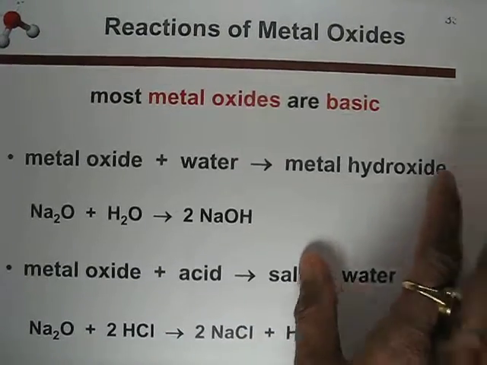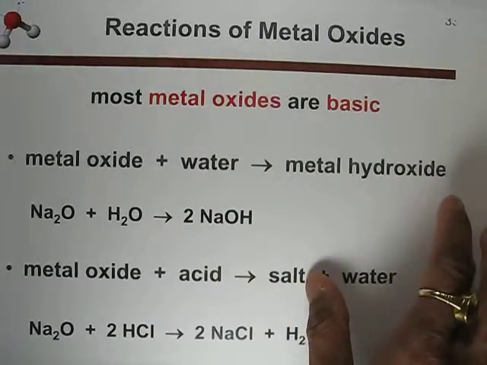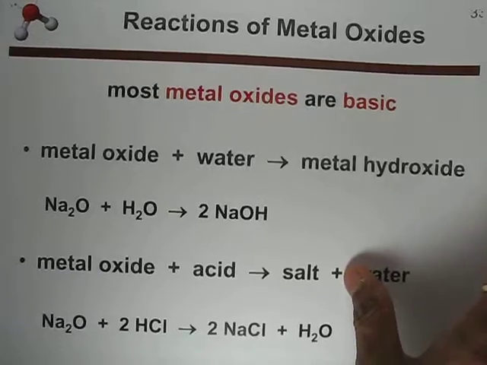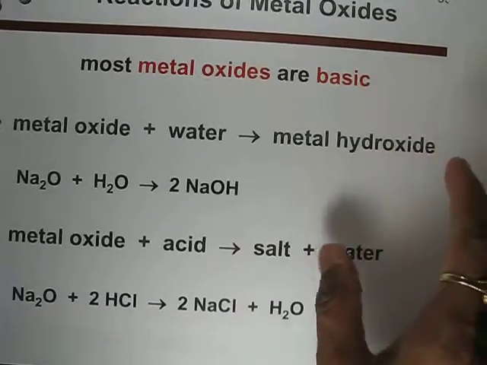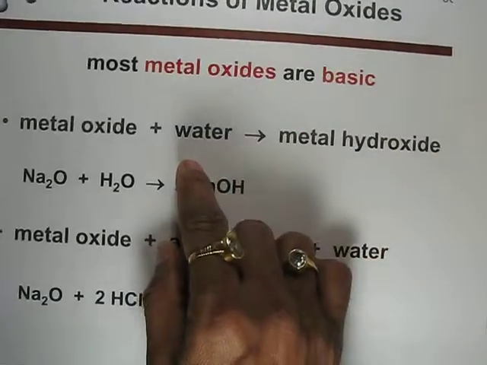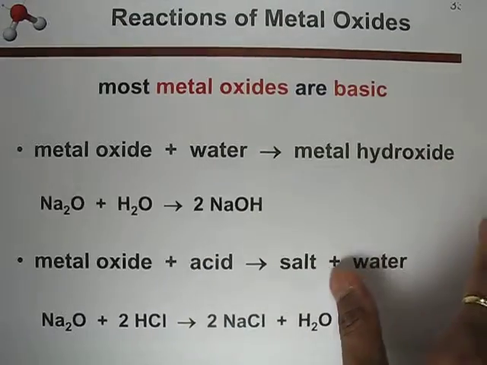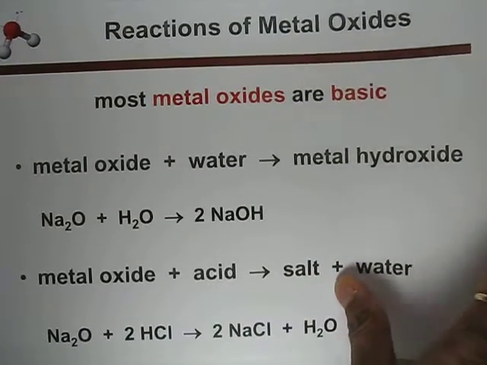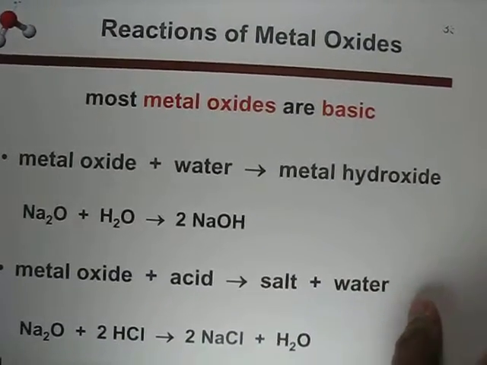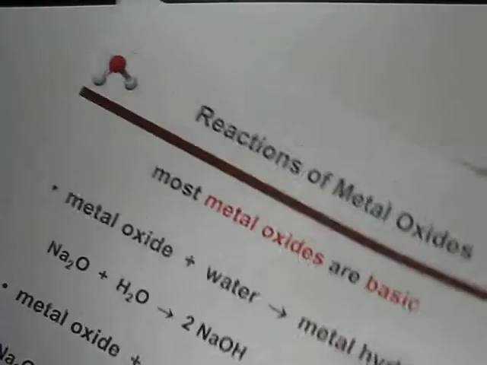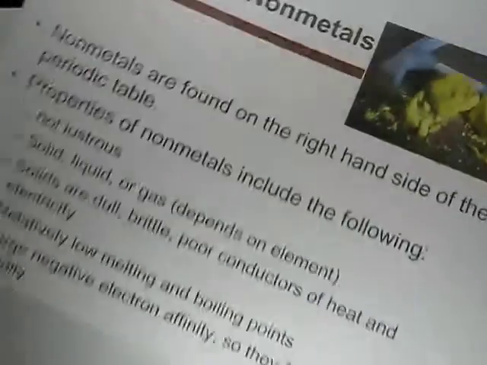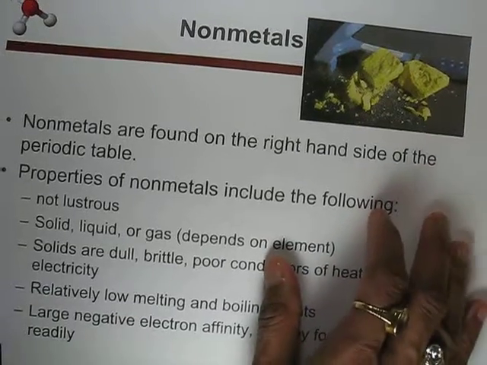So they neutralize each other and form salt and water. This is very important: all metal oxides are basic in nature, and they react with acid to form salt and water, and when they react with water, they form metal hydroxide. So this was about the metals, and then we'll see about the nonmetals.